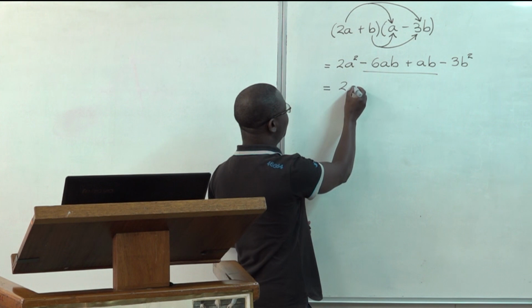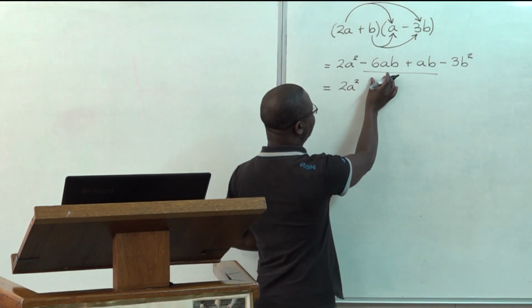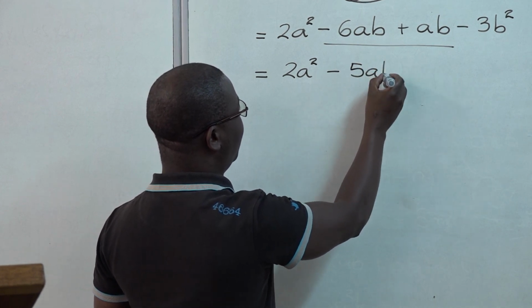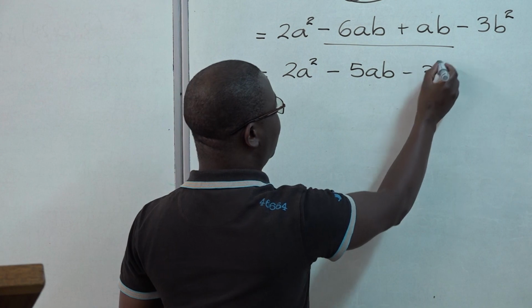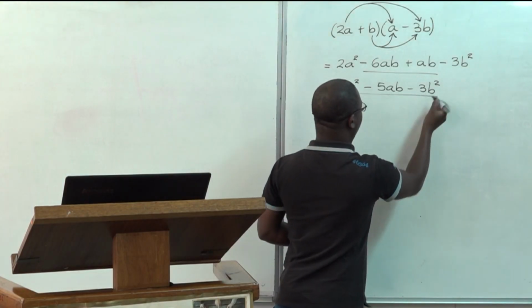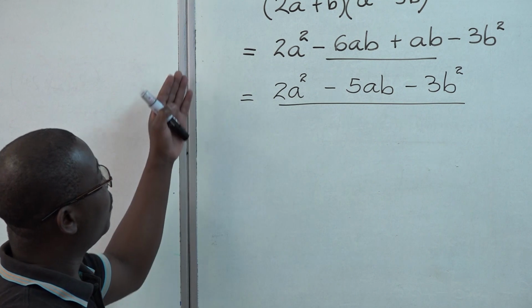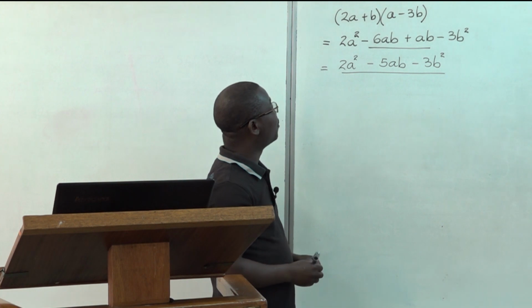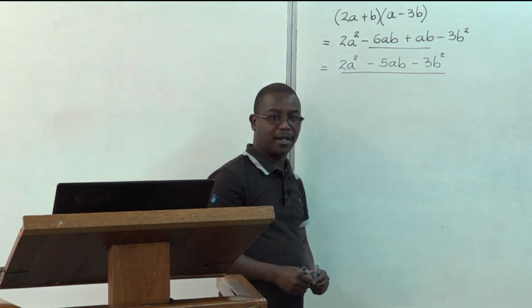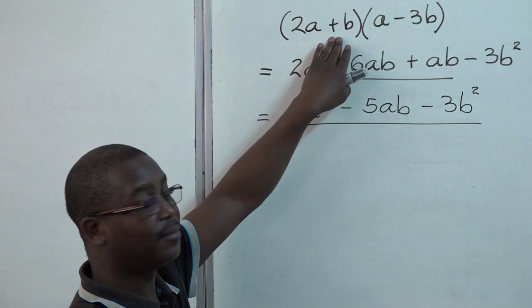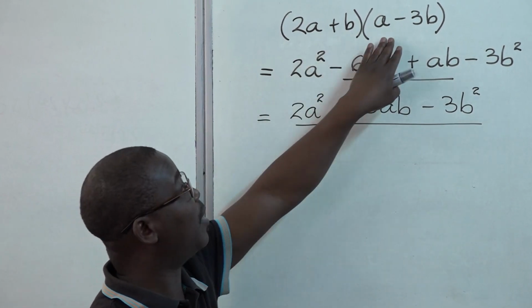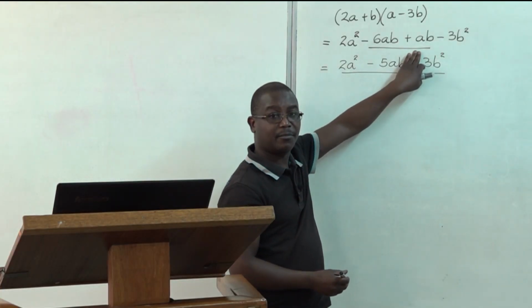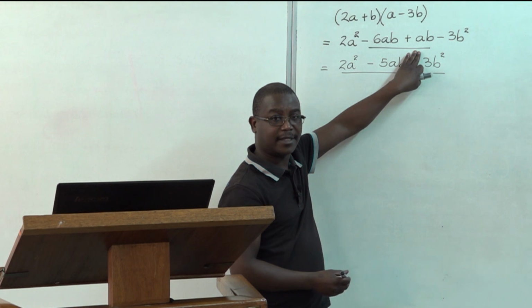This becomes 2a squared, minus 6 plus 1 becomes minus 5ab, and then minus 3b squared. That becomes our answer. So the multiplication using the distributive law still follows the same process as we did with the monomial and the binomial, only that now we have two terms in the first bracket to multiply with the two terms in the second bracket. We also need to simplify that middle part of the expression which carries the like terms.